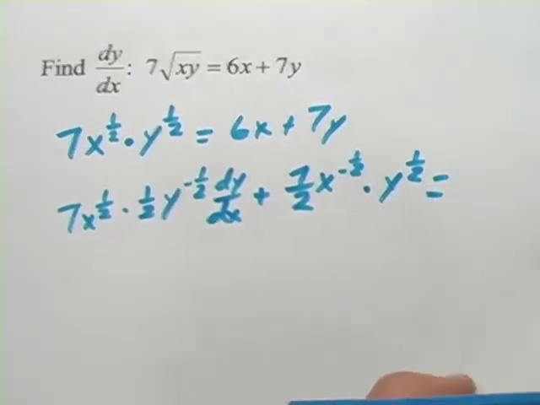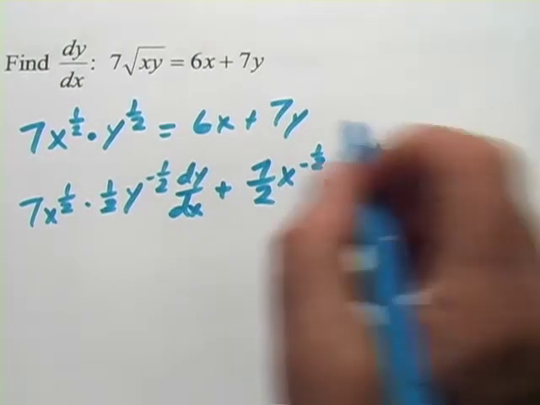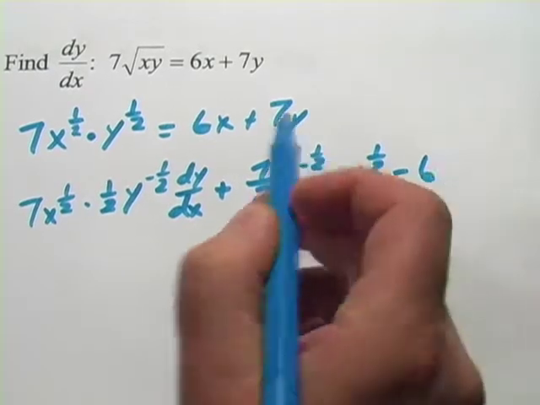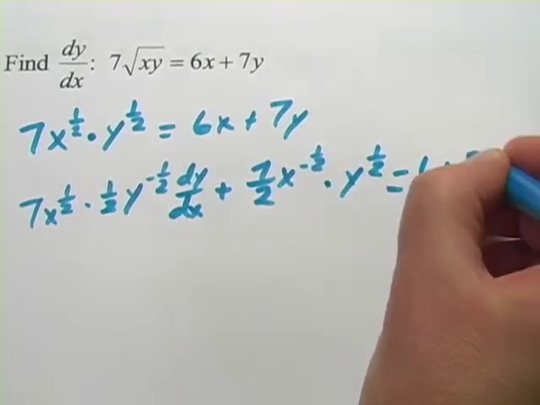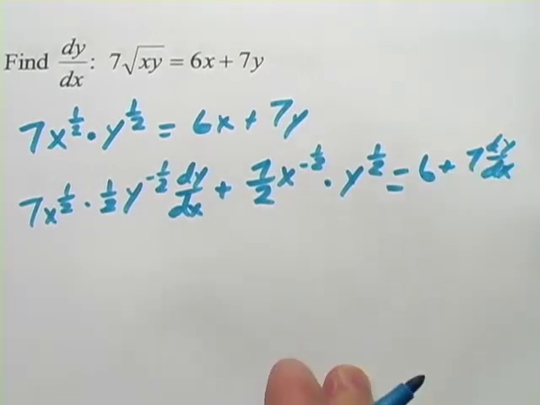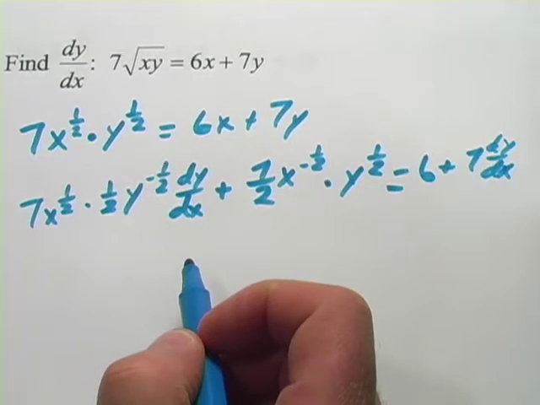And then let's do what's on the other side of the equal sign. Hopefully we won't run out of room here. So 6x, the derivative of that is just 6, and 7y, the derivative would be 7 dy/dx. Okay, we've taken the derivative. Now we have to do some algebra here.